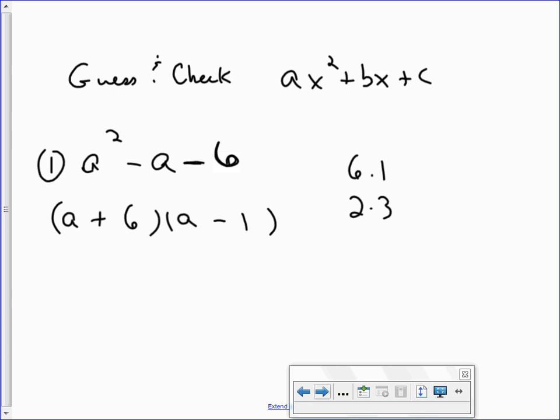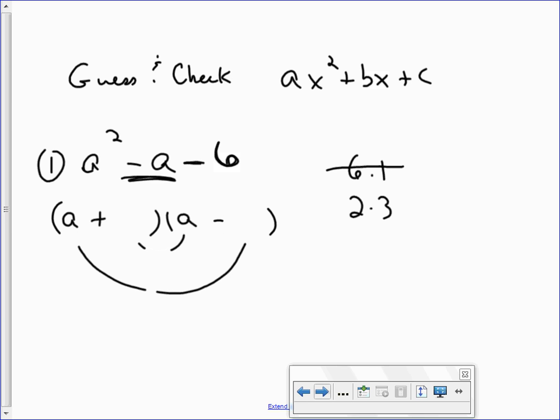I know that the first is right, and I know that the last part is right. All I need to check is the inner and the outer. So 6 times a is 6a, and a times -1 is -1a. And when you add those together, you get 5a. Is this 5a? No. Then this is the wrong answer. At this point, at your seat, you would turn your pencil over and erase your guess. You might want to leave it in there for your notes. That's up to you. But usually you just erase your guess.